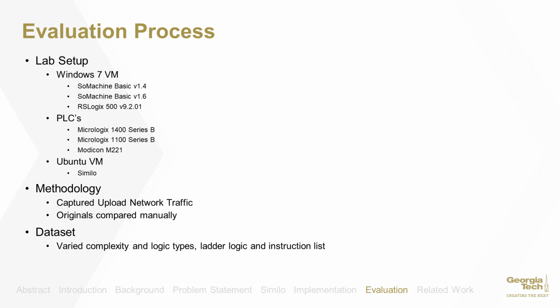For evaluating Similo, the following process was performed. The lab setup consisted of a Windows 7 VM to run the engineering software, so Machine Basic and RSLogix 500, 3 physical PLCs consisting of a Micrologix 1100, Micrologix 1400, and Modicon M221, and an Ubuntu VM for running Similo. To evaluate the functionality of Similo, network traffic was captured for the upload process, and then the software was compared with the original code manually. The dataset of control logic used varied in both complexity and source code type, namely instruction list and ladder logic.